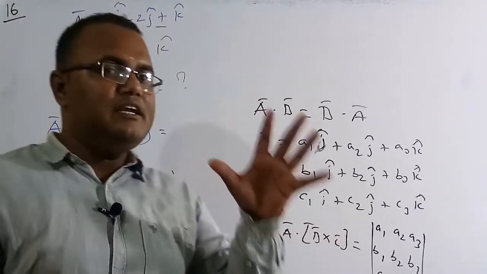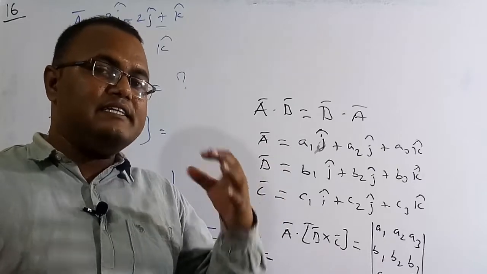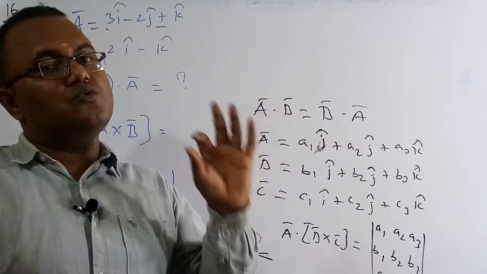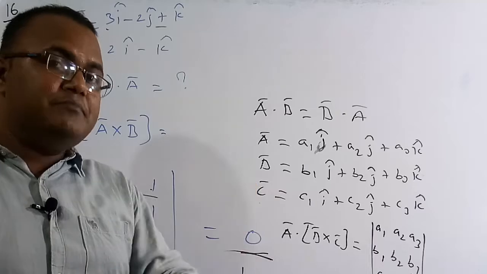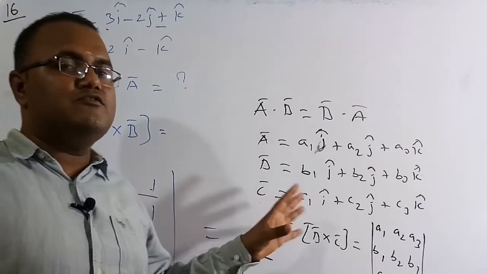So always in any matrix, if you want to find the determinant of any matrix, if any two rows or two columns are identical or going to depend in some manner, then definitely the determinant value will always be equal to 0. So now we are going to solve the 17th question.